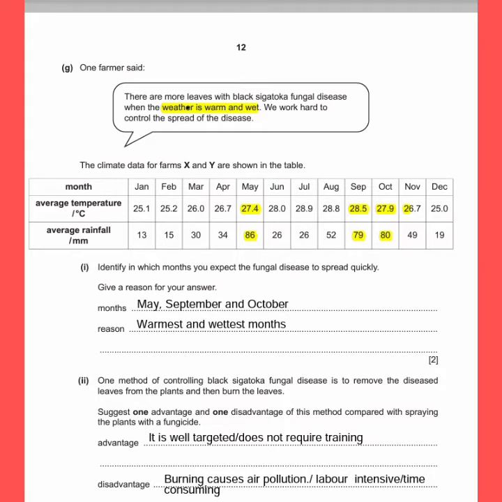And then if you talk about another disadvantage, of course, it's going to be time consuming, it's going to be labor intensive. So you should train your mind to think this way. Whenever you are looking at a technique, you should see whether it's time consuming, whether it's labor intensive, whether it's well targeted or not, whether it requires training or not. If you're going to think about these points, you're definitely going to get to an answer, okay?